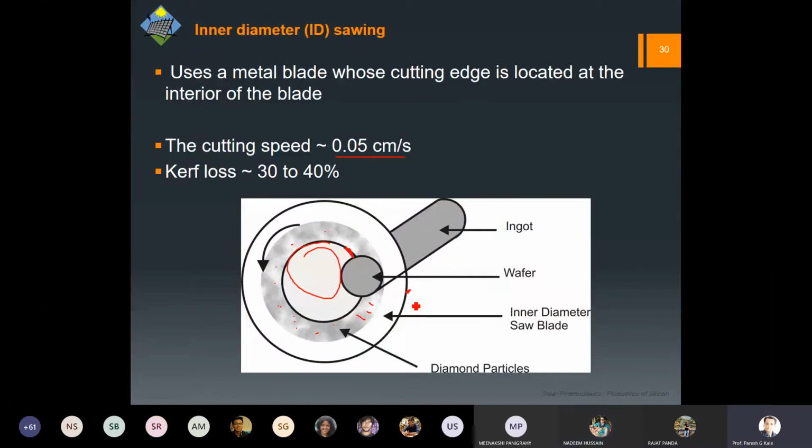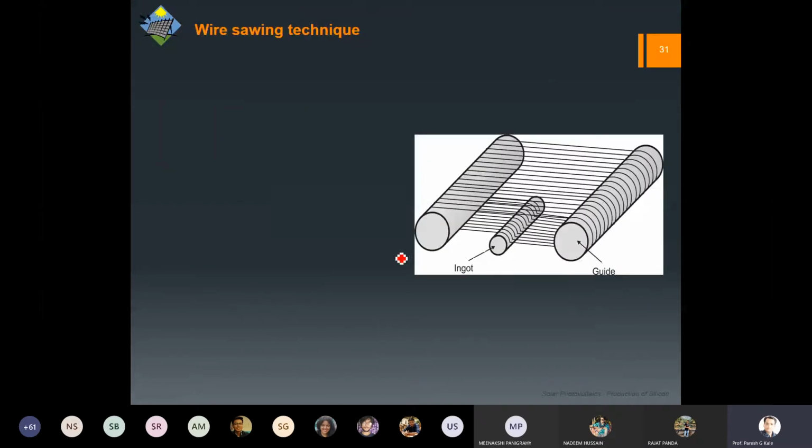Okay, so the same thing happens here, and that we call kerf loss. It would be about 30 to 40%. It means one third of the ingot is now wasted in making the wafers, right? So that's a huge loss. Of course, that material will be reused, but we have to put it again in the process, and whatever energy input, time and money that takes is obviously a wastage.